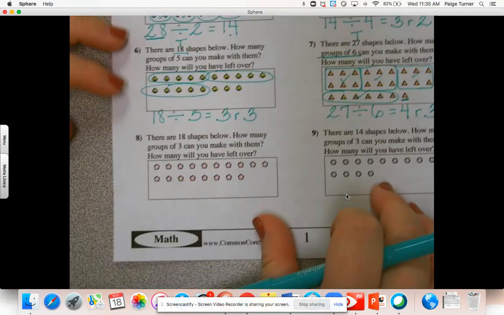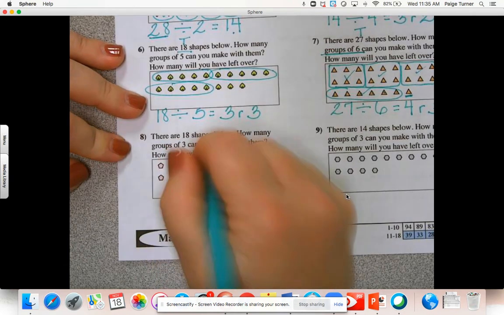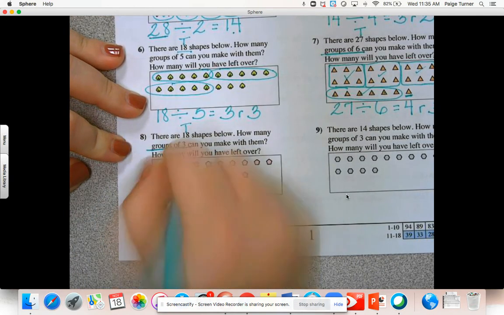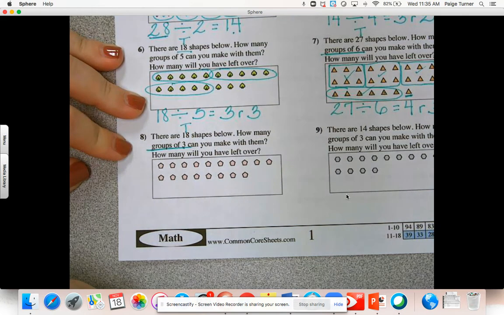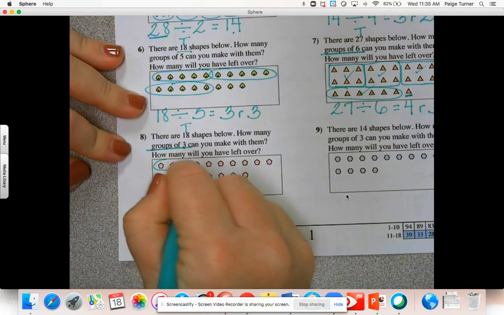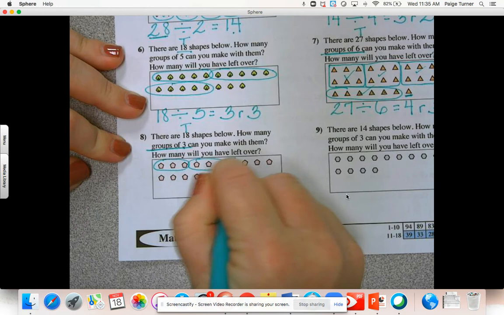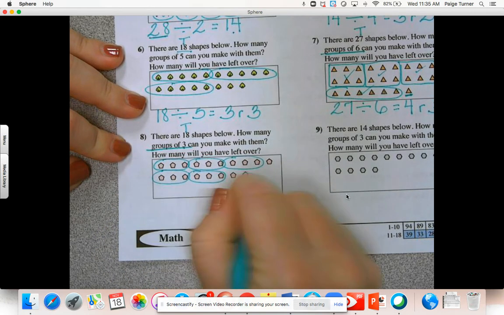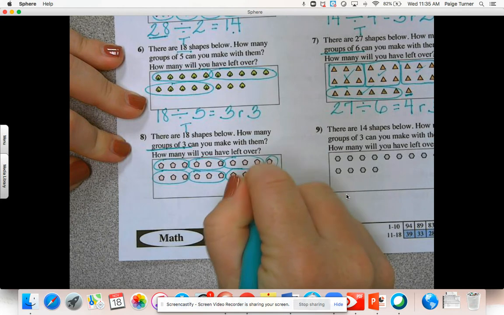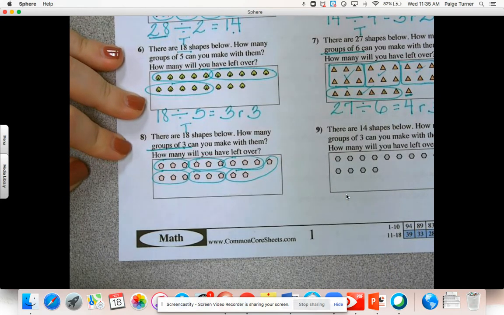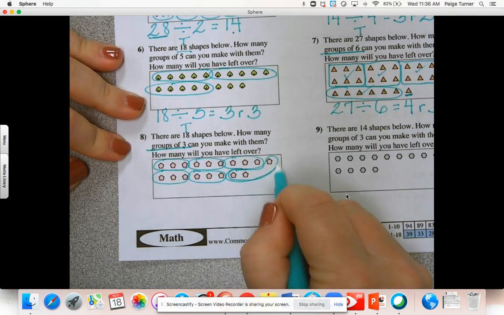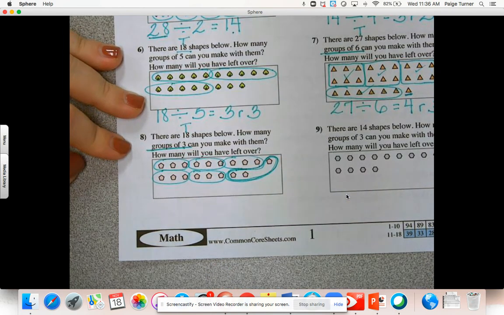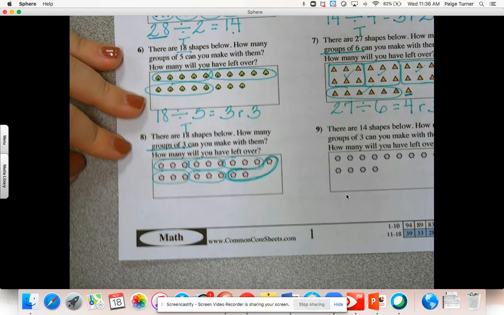All right, let's look at number 8 here. There are 18 shapes below, so that's our total. How many groups of 3 can we make, and how many will be left over? So groups of 3. 3, 3, and then, oh, I got a funky looking group here. 3, there we go. So that last one right here that I'm tracing again, that was kind of a funky looking group, but it's all right. It's still a group of 3. Never said the shapes have to be side by side.